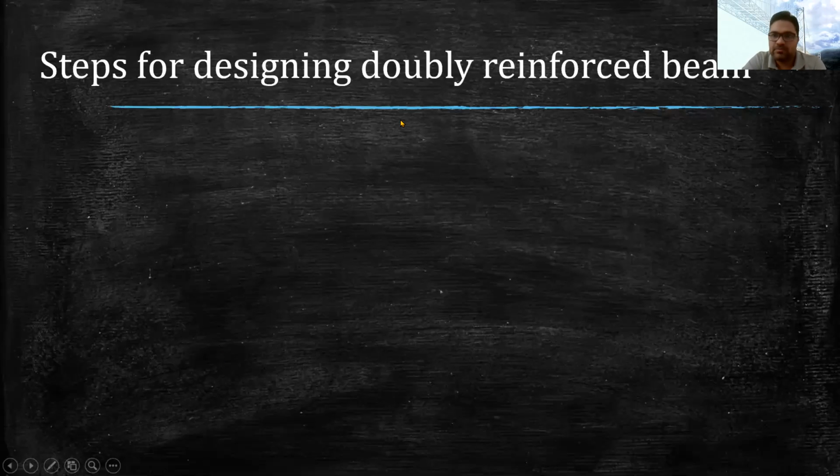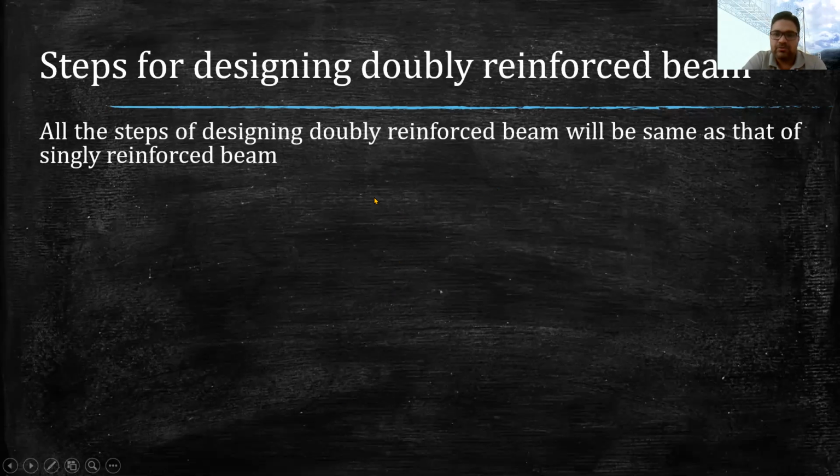Hello, welcome back. In this part, we will discuss the steps that we use to design the doubly reinforced beam. Most of the steps that we followed in lecture 11 while designing the singly reinforced beam are the same. The only added things will be because we have added the compression reinforcement, so the steps related to the compression reinforcement will be added here. As I have written here also, all the steps of designing a doubly reinforced beam will be the same as that of a singly reinforced beam.